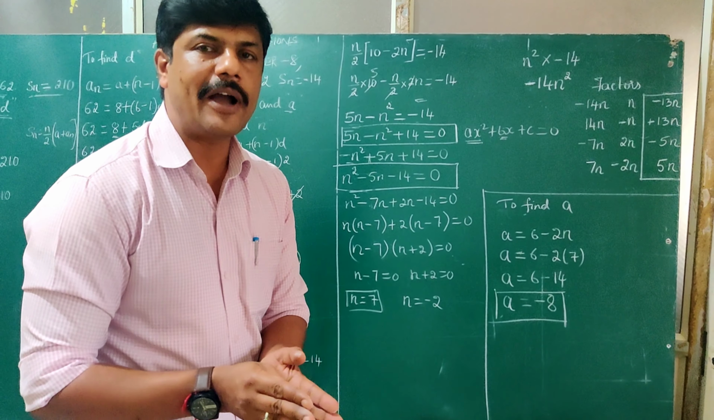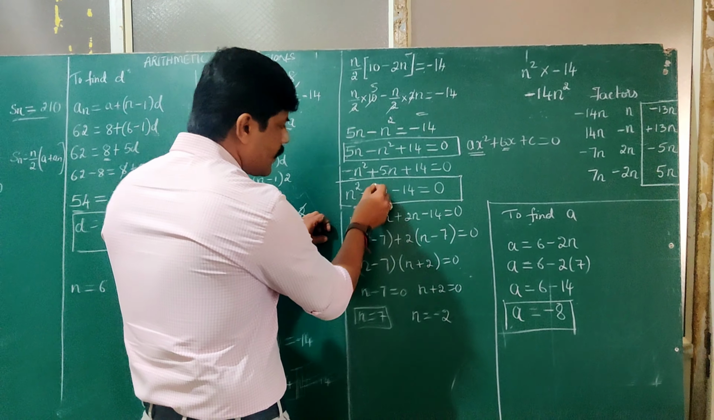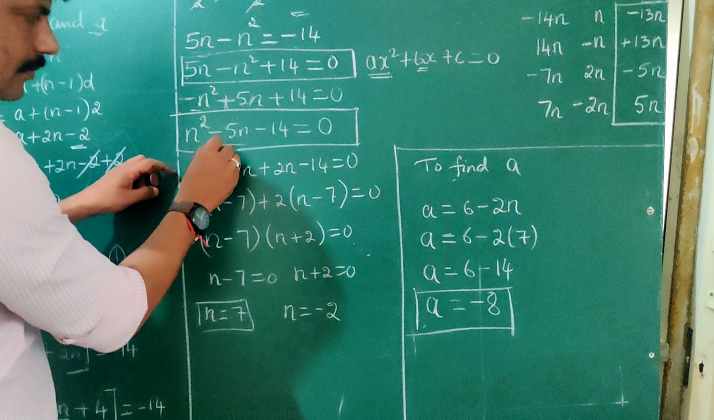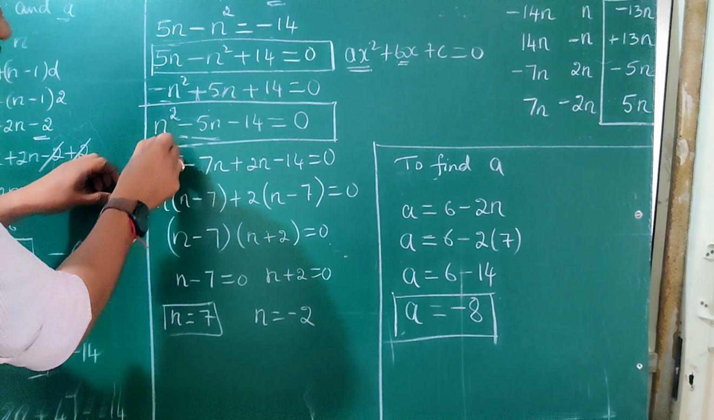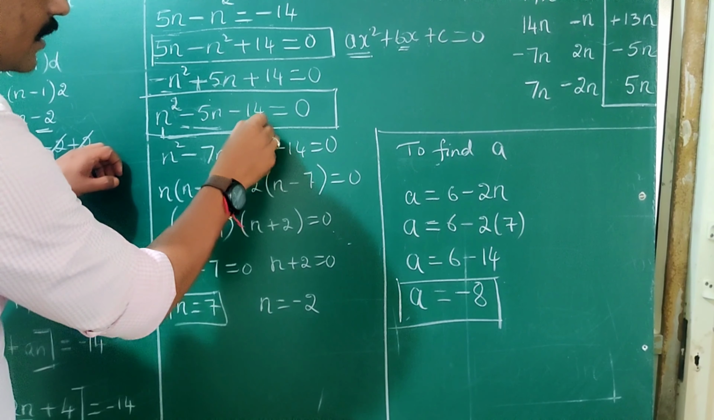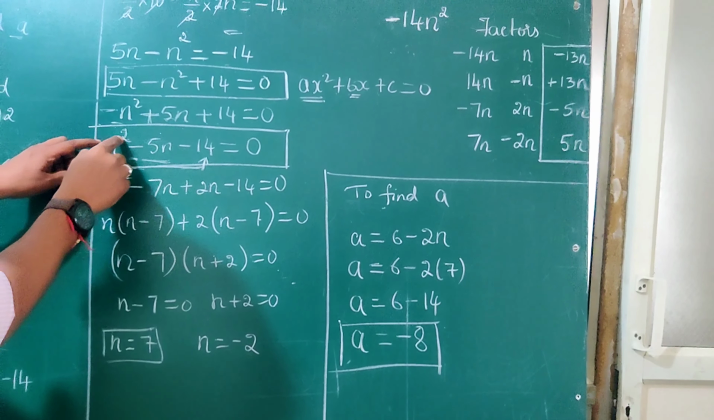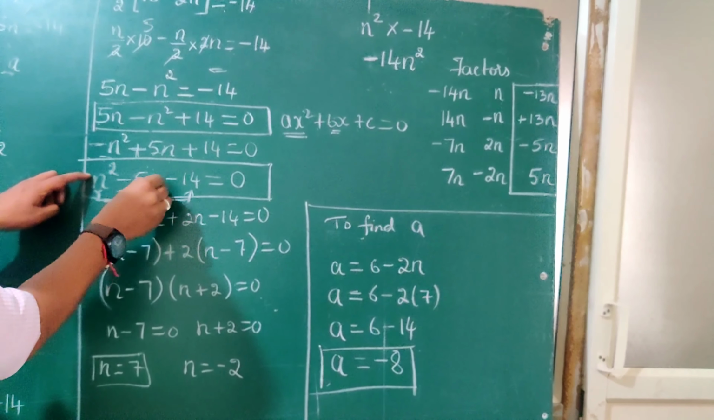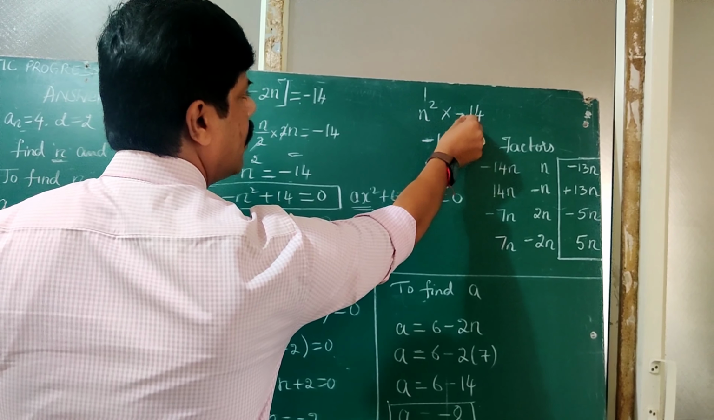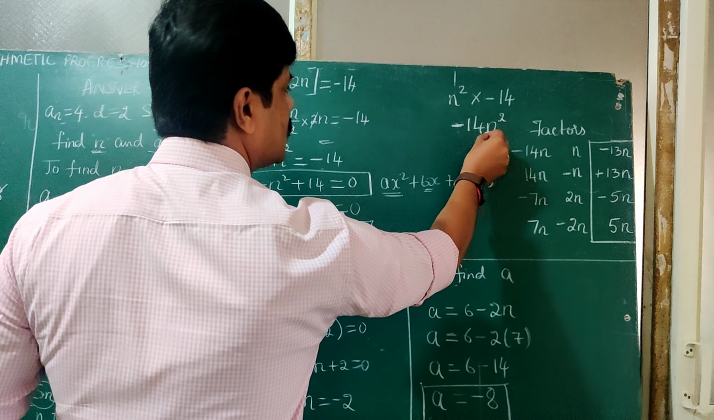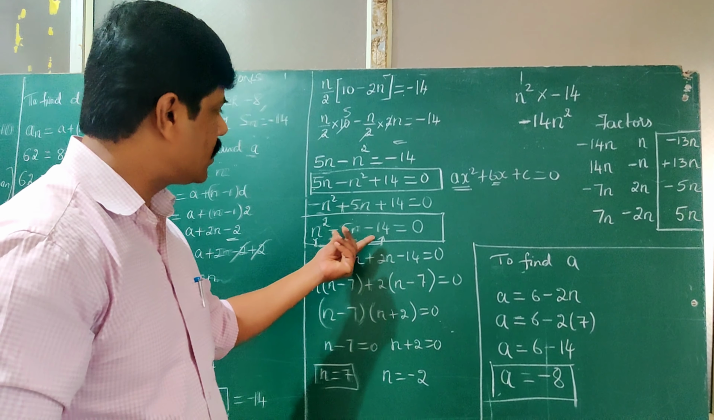How to do factorization method? It's already explained in detail. Once again I'll explain. See this middle term, keep as it is. This middle term is minus 5. Keep the middle term as it is and multiply the first term with constant minus 14. This n square you multiply with minus 14, keeping this minus 5 as it is. Okay. Thus it becomes n square into minus 14 is minus 14 n square. This is the first step in finding the roots of the quadratic equation by factorization.